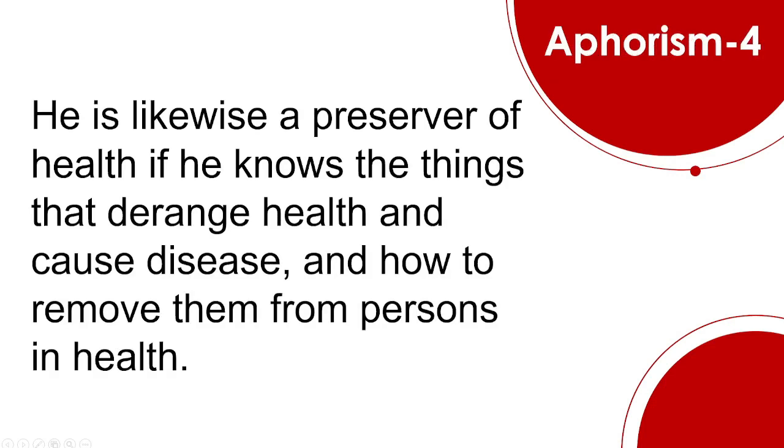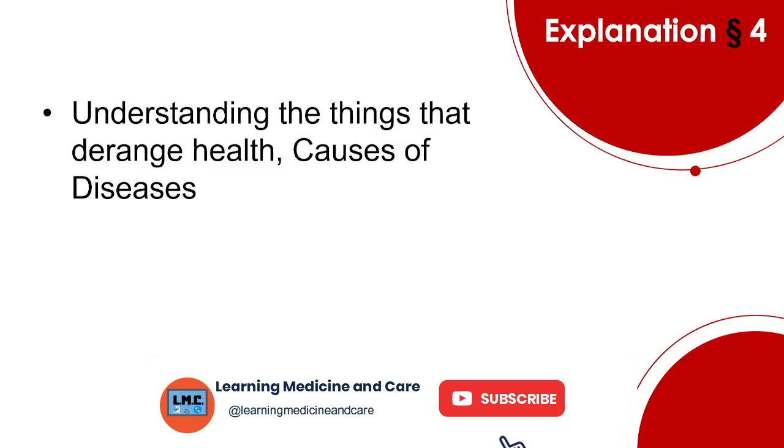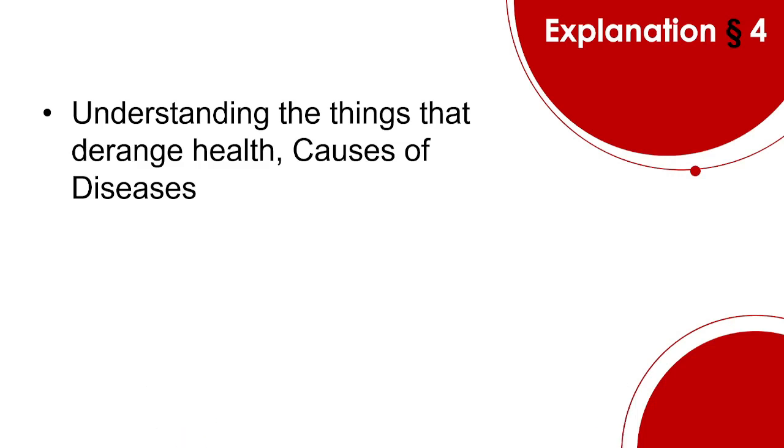Next, aphorism 4. In aphorism 4, you can study by your own. We will quickly go to how to explain it. Here Hahnemann wants to say that a physician not only needs to be able to cure disease, but also needs to be able to prevent it from happening in the first place. This aphorism is about the prevention of disease and its causes. A physician must have the knowledge and skills to identify and remove the things that can cause disease, being, you can say, the preserver of health.